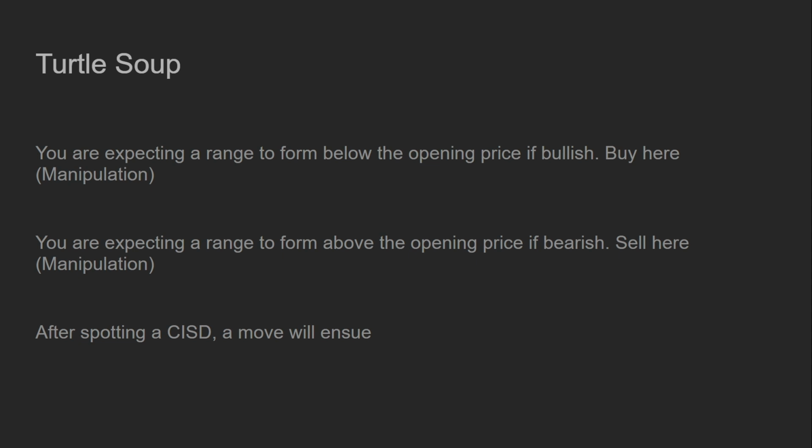Now, after you spot a change in the state of delivery, usually accompanied by an order block, a move will ensue, right? This is essentially all a turtle soup is. You are buying that initial high of the change of the state of delivery when you're looking for a bearish change in the state of delivery, right? And the same thing is true when you're bullish. You're essentially just buying the low of that change of the state of delivery.